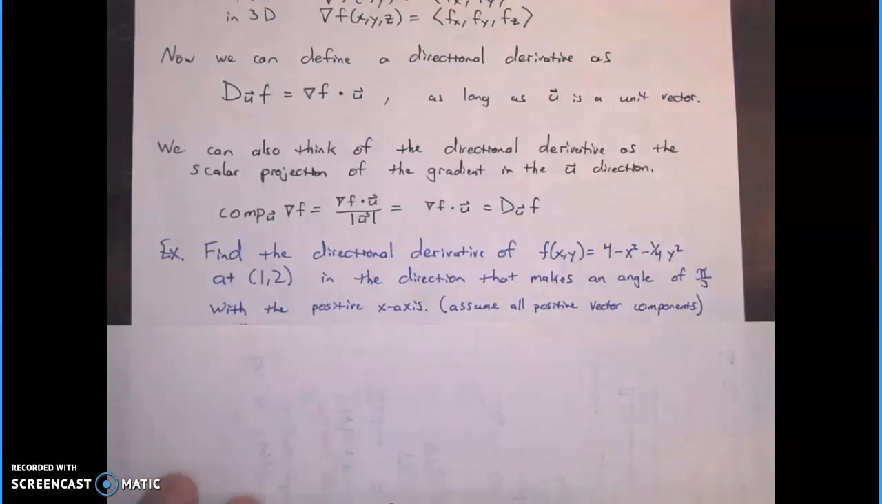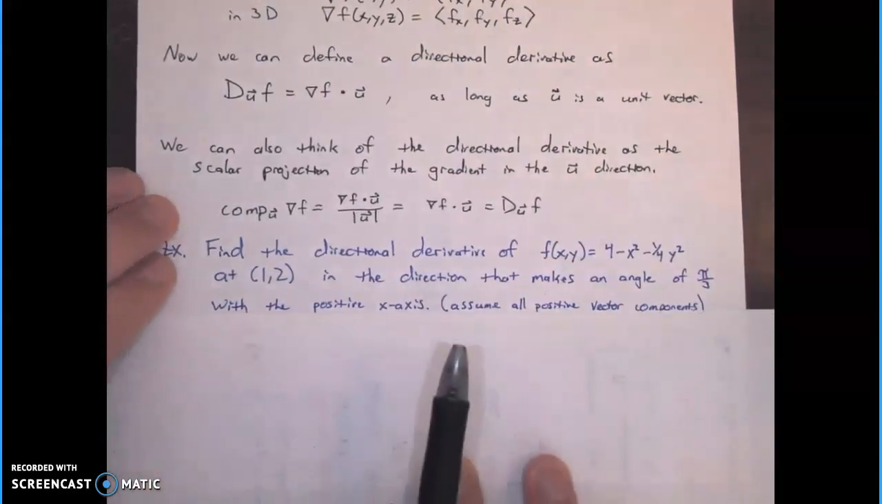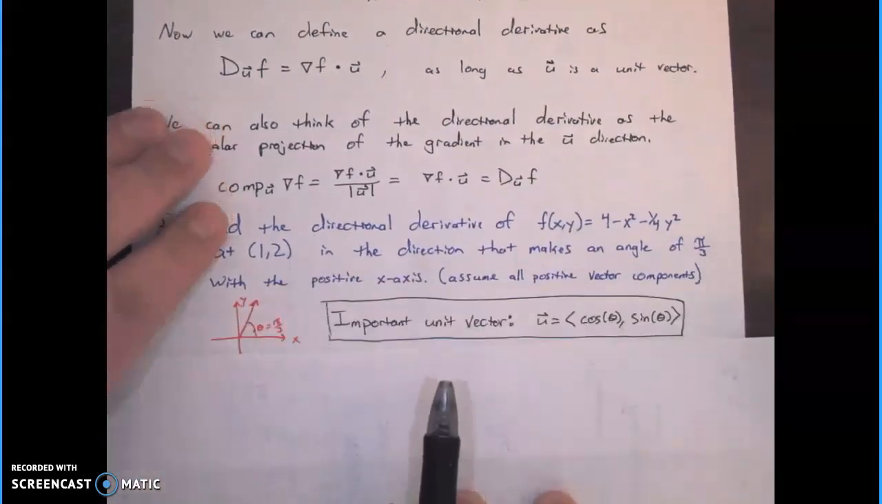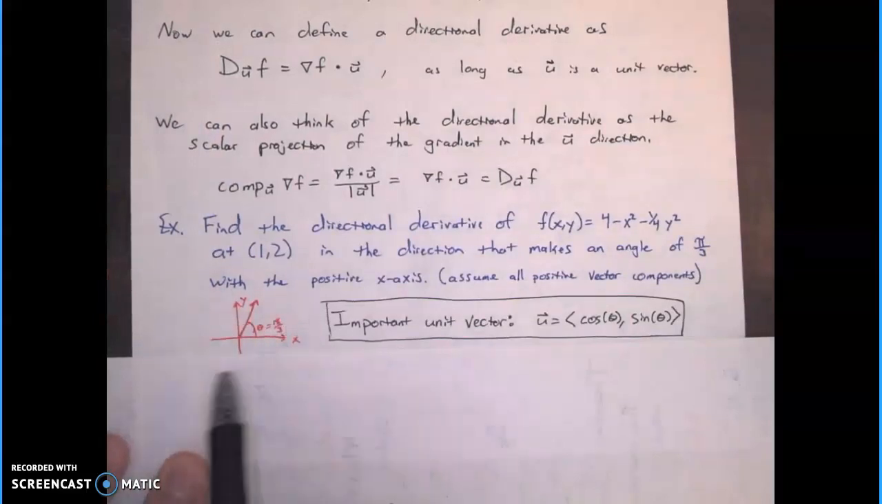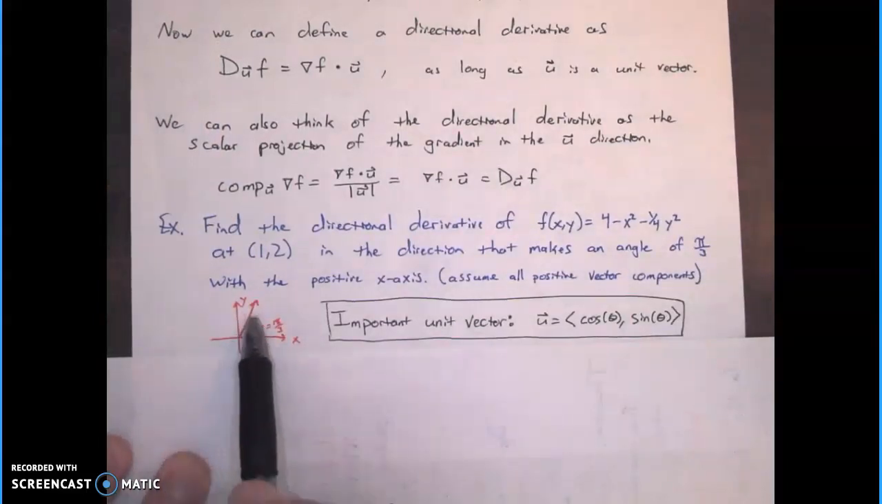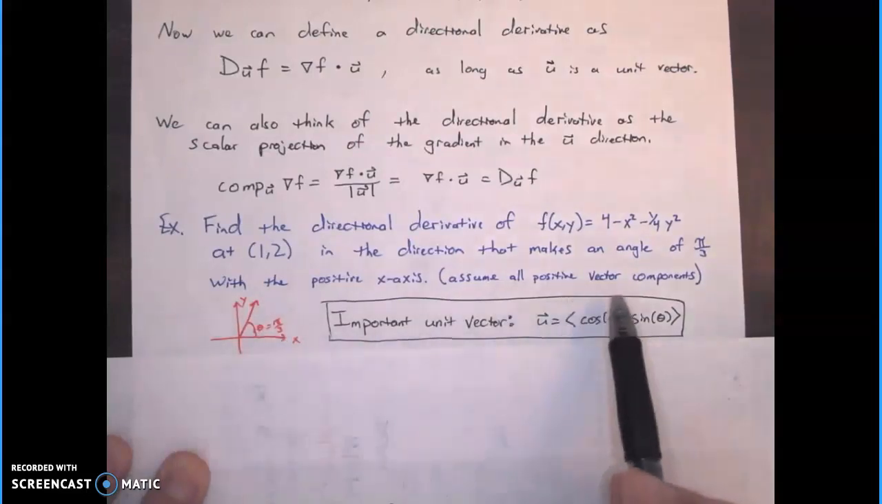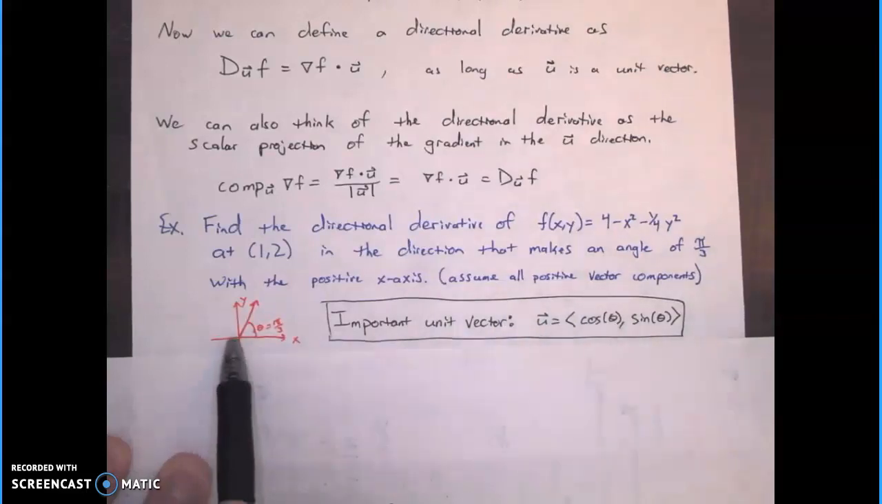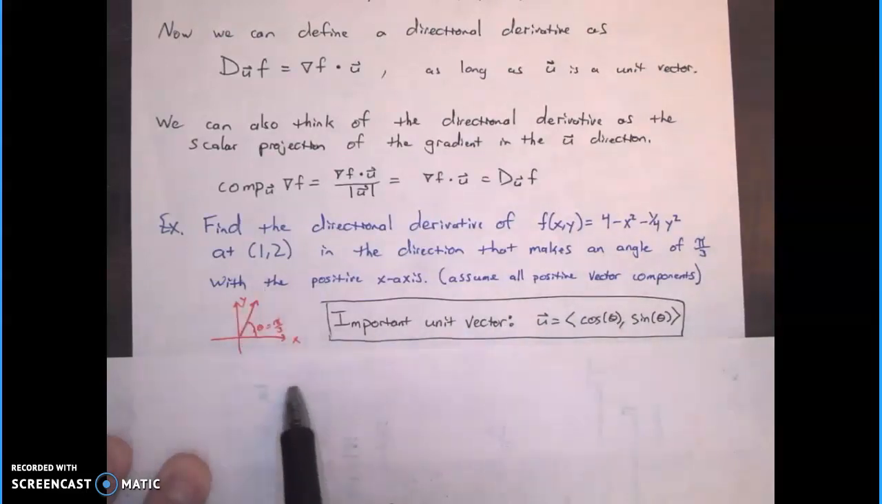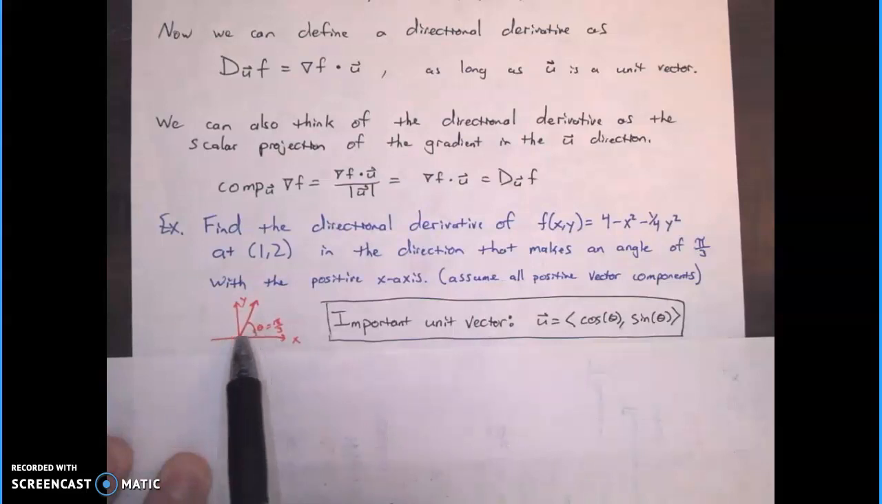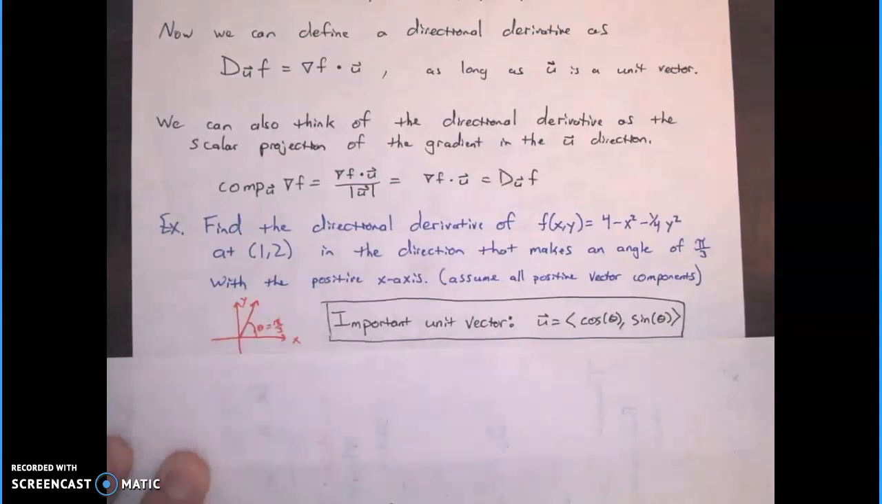So what does this mean? We're not given a u here. We don't know what u is yet. We know what f is. We know the point we want to evaluate the directional derivative. Well, what we're doing, if we look at this x and y axis, I want to go in this direction. This direction that makes an angle of pi over 3 with the positive x-axis. And the reason it says assume all positive vector components is because we want to go in the first quadrant. We don't want to go in the fourth quadrant or anything like that.